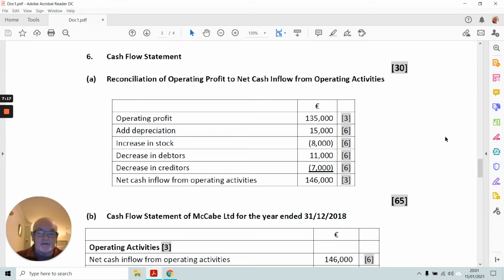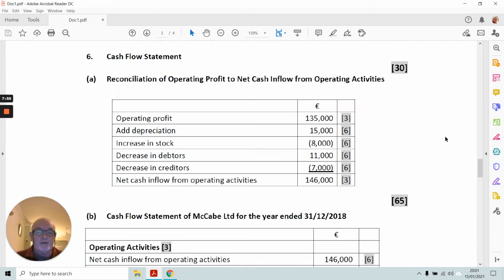We said also that we increased our stock during the year by 8,000. It's good to remember that if you increase your stock, you'll also increase your profit by the same amount. But that increase in stock doesn't involve earning any money. So, although it has increased our profit by 8,000, and it's inside that 135,000, we must cancel the 8,000 again, because it did not involve us earning any cash. So we're taking off the 8,000.